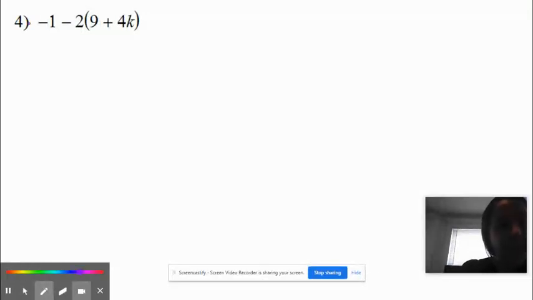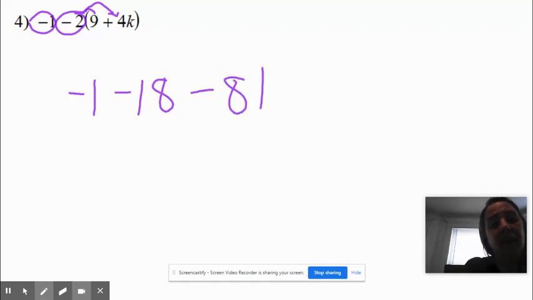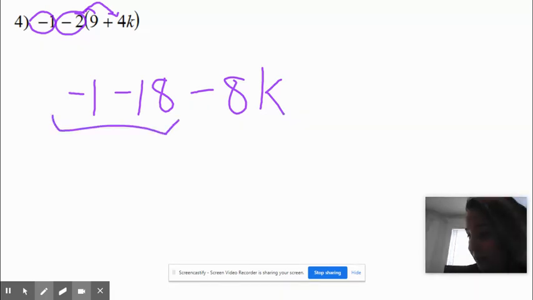All right, this negative 1 is just all by himself. He's coming down. Negative 2 times 9 is negative 18. Negative 2 times a positive 4k is a negative 8k. So now our like terms are just the regular old numbers. We've got negative 1 minus 18, right? So you can think about that.